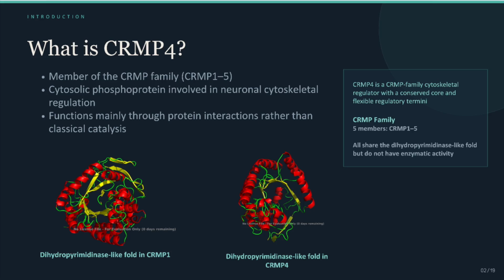But the most important part is that CRMP4 associates with CRMP2 in neuronal growth cones, as mentioned earlier. They co-localize in the transition zone and coordinate actin and microtubule dynamics to drive growth cone development and also axonal elongation.